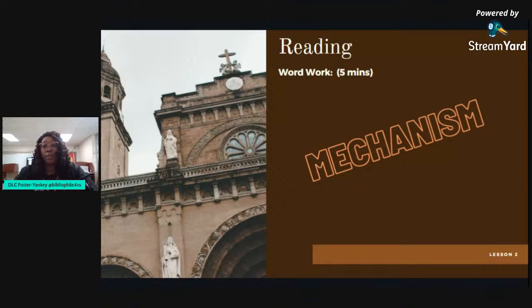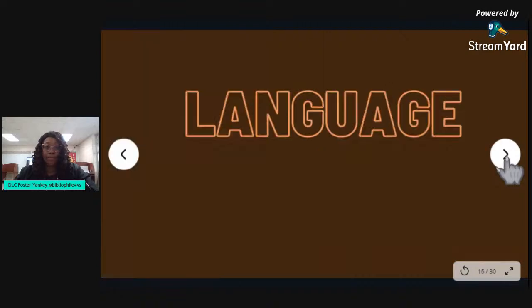They'll follow up with a making choices activity where the teacher is going to read a sentence and the students will decide which mechanism is being described. Then they'll restate the sentence using the name of the mechanism described in the sentence. And that brings us to the next component of lesson 2, which is language.